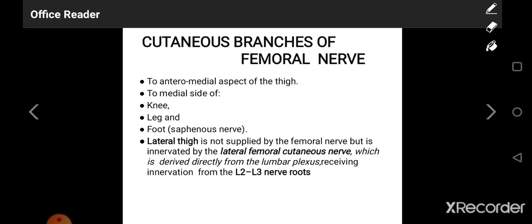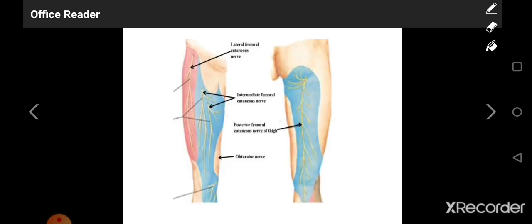Now the cutaneous branches of the femoral nerve supply the anteromedial aspect of the thigh and the medial side of the knee, leg and foot. These are the cutaneous areas supplied by the cutaneous branches of the femoral nerve. The lateral thigh is not supplied by the femoral nerve but is innervated by the lateral femoral cutaneous nerve, which is a direct branch from the lumbar plexus, from the L2, L3 nerve roots. So this is the cutaneous innervation by the femoral nerve: the intermediate and medial cutaneous nerves of the thigh.